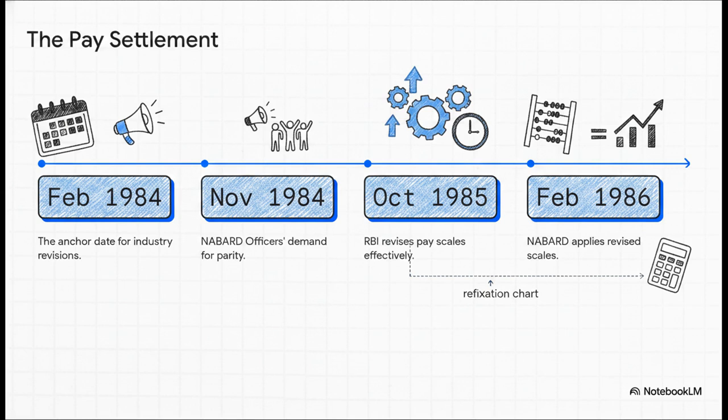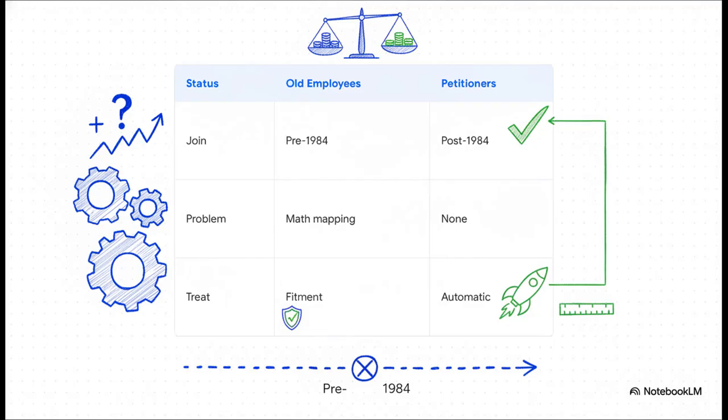They revised their own scales to achieve parity with the RBI, and they used a refixation chart to actually make the math work for their existing staff. You can see how that 1984 anchor date rippled all the way into the 1986 administrative action. Now, what's really interesting about this slide is the fundamentally different entry dynamics of these two cohorts based on that retrospective date. Legacy employees were already in service prior to the anchor date.